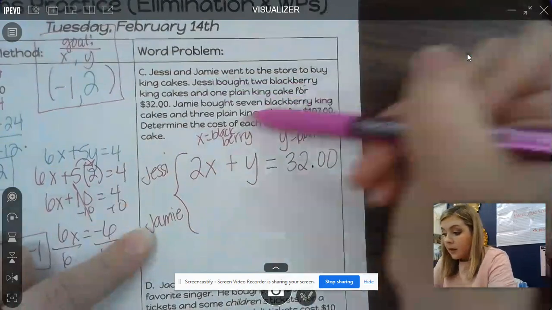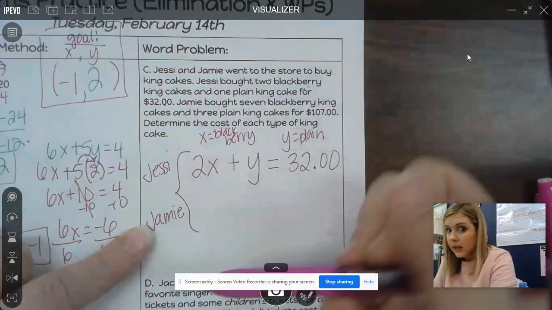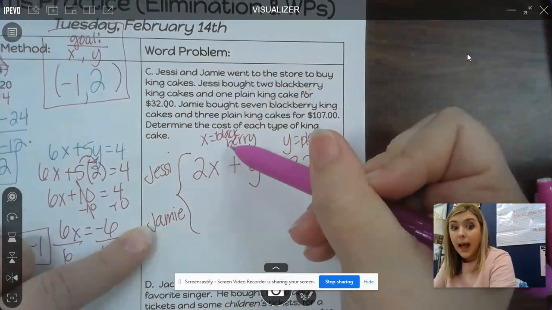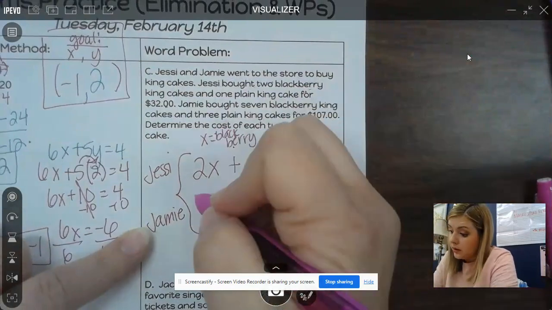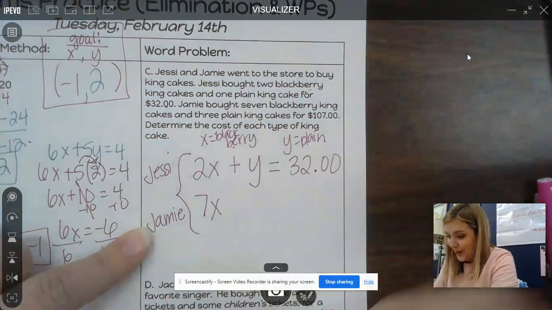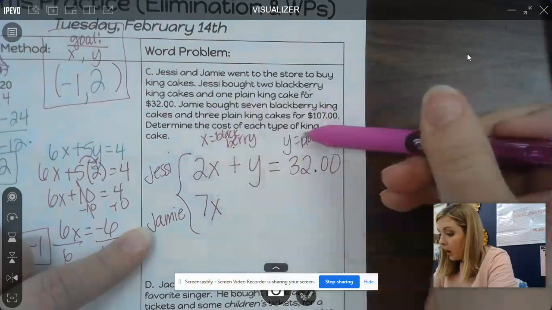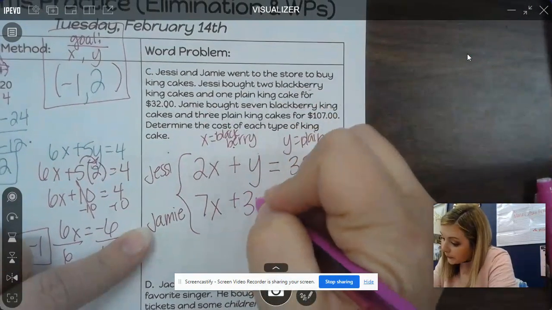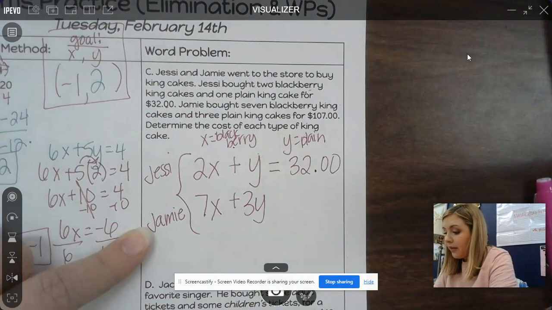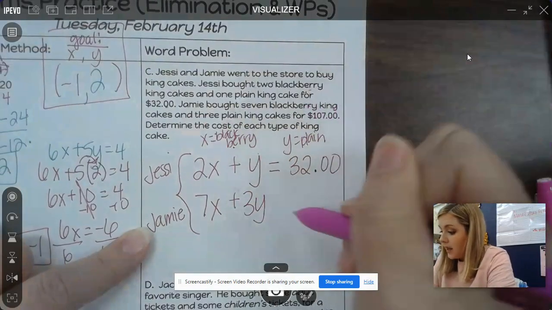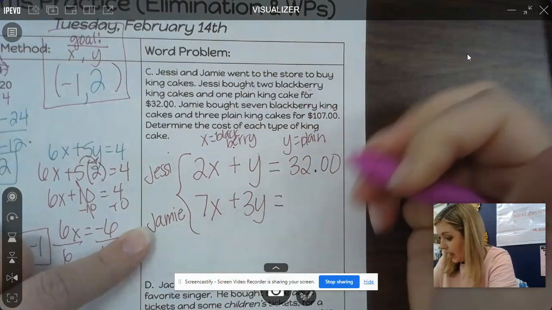Jamie bought 7 blackberry, and again, he is also buying the X, so we're going to start this for his equation. 7 blackberry king cakes and 3 plain, and again, Y is 3. So we have that there, and he spent a total of $107.